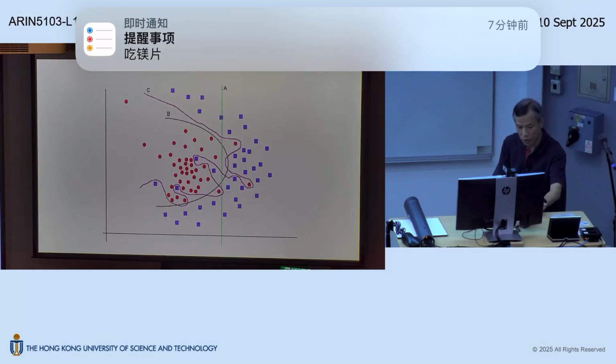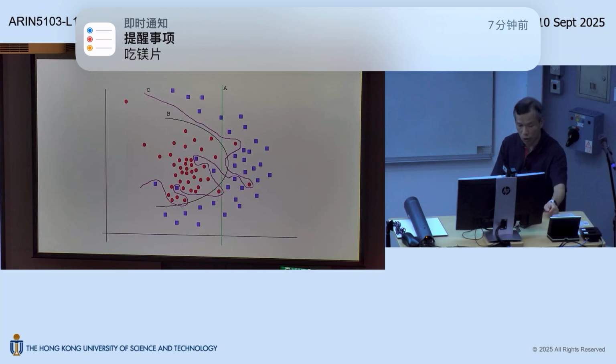So you can use this boundary, and again, it is quadratic. That means that you will have some parameters associated with this quadratic classifier. And then again, just like before, you try to learn the parameters of this quadratic classifier. Suppose that what you learn is this model B.